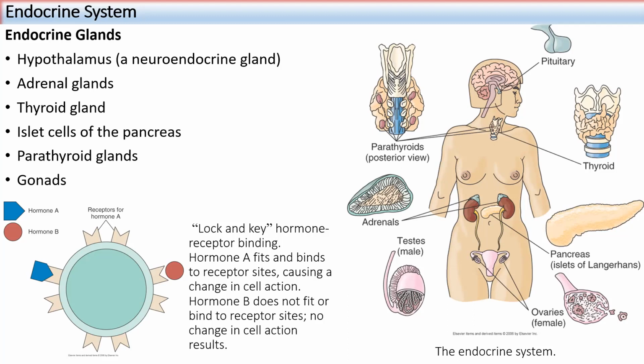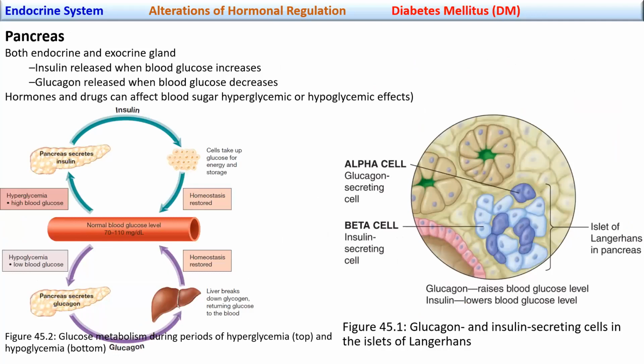We have different types of cells in the pancreas: the alpha cells and the beta cells, the cells of the islets of Langerhans in the pancreas. Alpha cells produce the glucagon, and beta cells produce the insulin. So alpha, glucagon; beta, insulin.